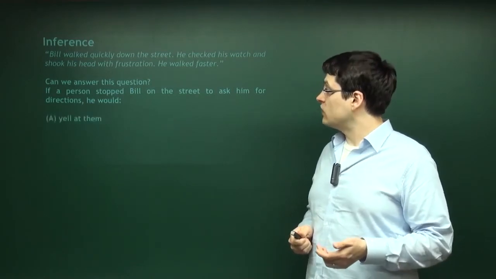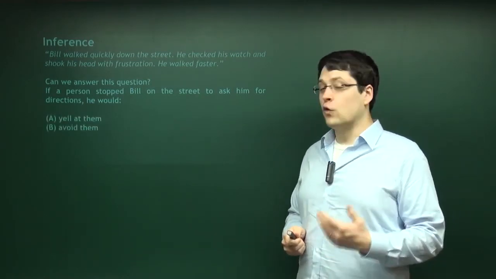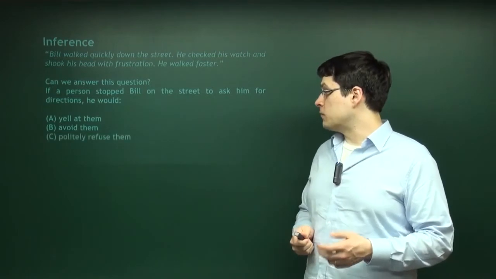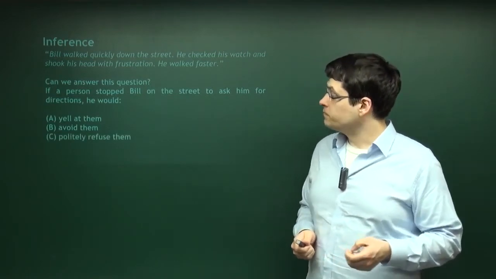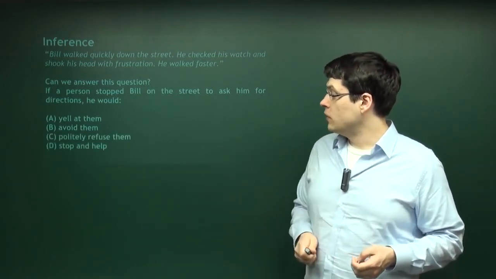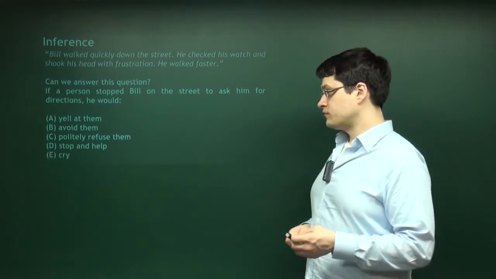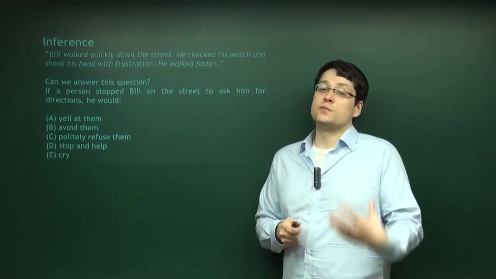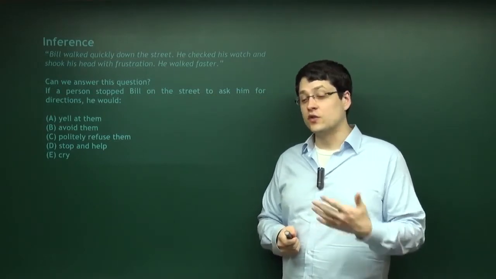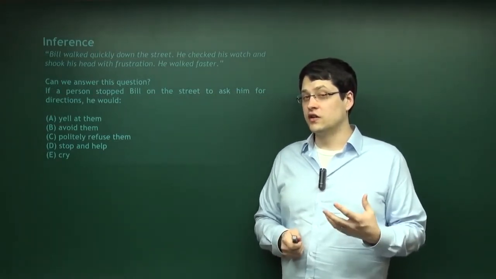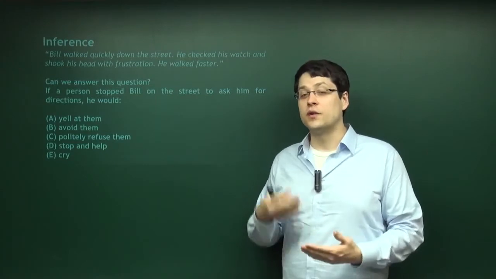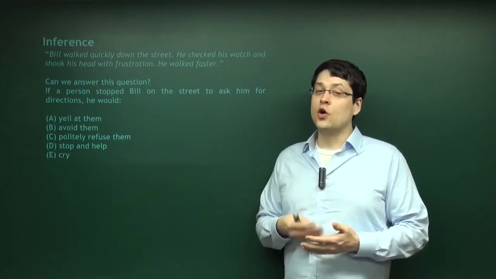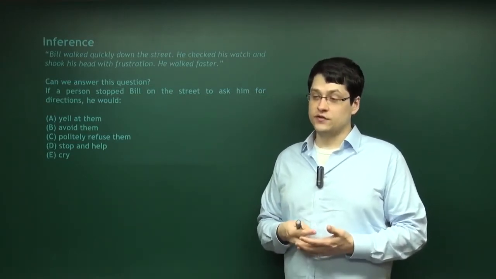Would he yell at them? Would he avoid them? Would he politely refuse them? Would he stop and help? Or would he cry? Okay, now this is a little tricky. Which of these can we support with the information that we have? There is a logical way to come to an answer here. It may seem like we have conflict, but if we reason properly, only one of these fits well enough to confidently answer.